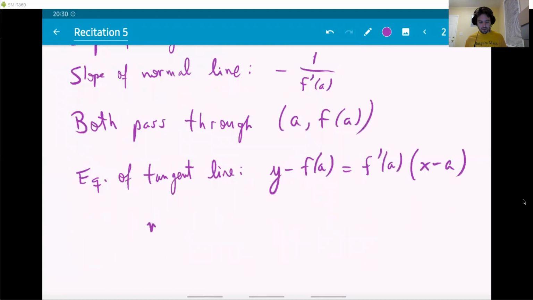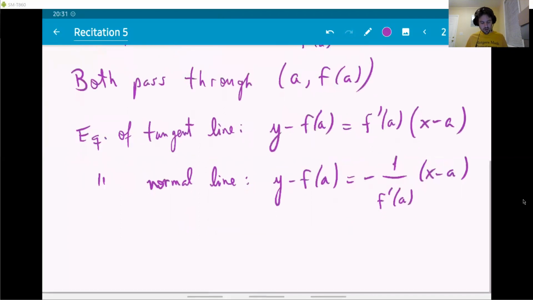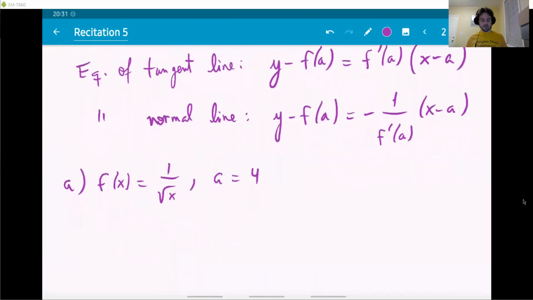And what is it for the normal line? Basically the same thing. It has the same y and x values for the point, but the slope is just minus 1 over f prime. We probably want to focus on the tangent line. That's the one that's more directly related to the derivative. Okay, so the function was 1 over root x. A was equal to 4. It's very easy to find f of a in here. 1 over root of 4 is 1 over 2. But we're also going to need f prime of a.